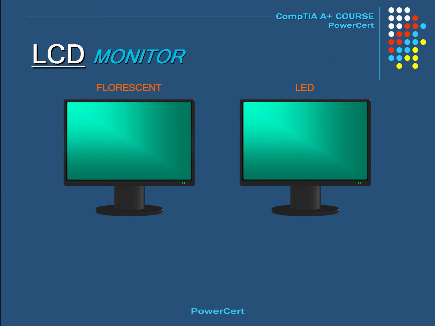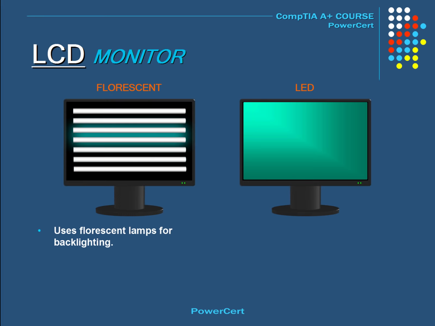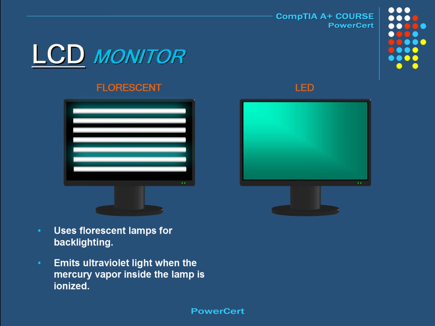In order for LCD monitors to show an image on a screen, it needs a light source. And there are a couple of types of backlighting that an LCD monitor uses. And one type of lighting is by using fluorescent lamps. These fluorescent lamps are the circular straight tubing types, similar to the regular fluorescent lamps that we're all used to seeing. These lamps emit ultraviolet light that's created when the mercury vapor inside the lamp is ionized.